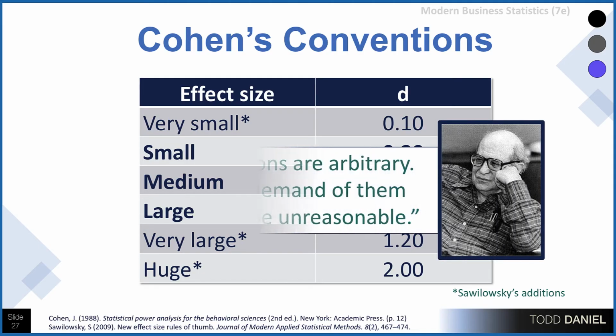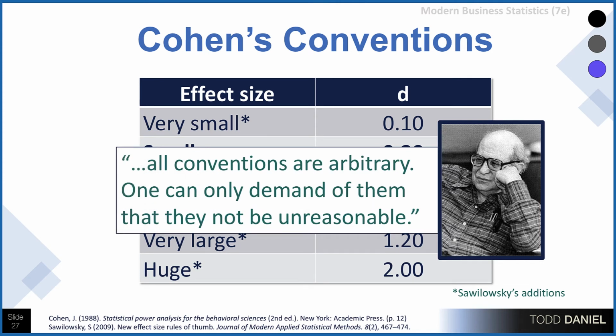But Jacob Cohen answers this by telling us that all conventions are arbitrary. One can only demand of them that they not be unreasonable. And that is the case with Cohen's d. It gives us a good way of measuring effect sizes in different studies so that we can compare them.